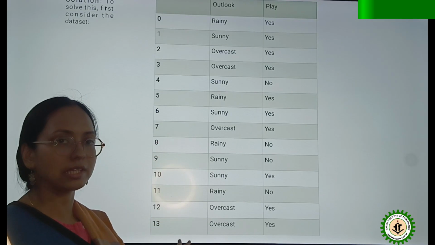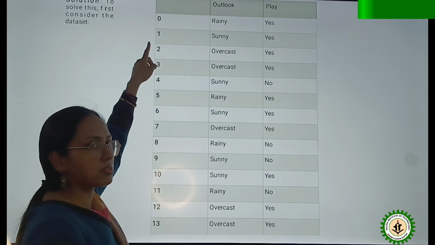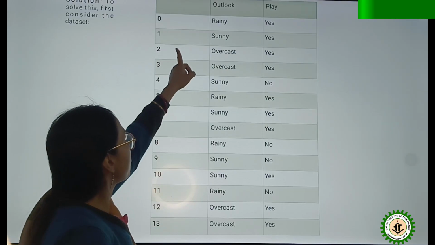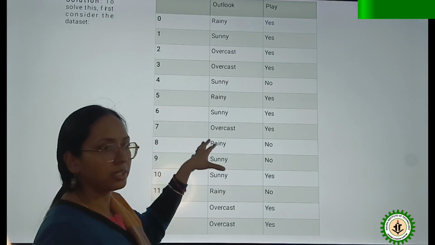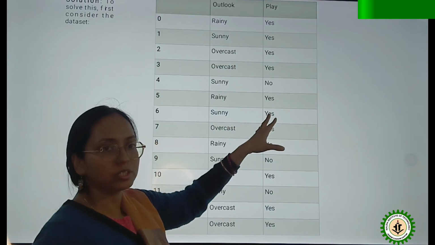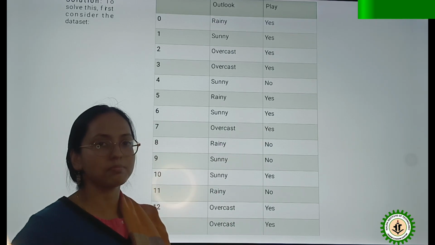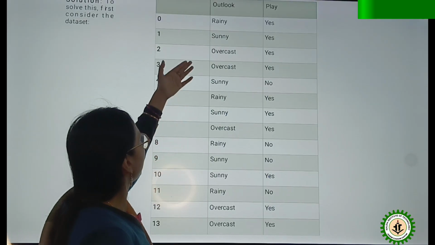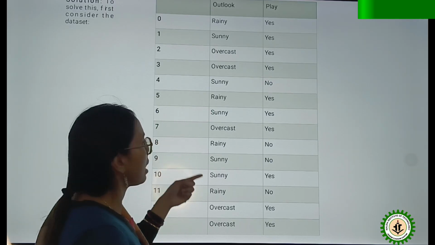First we need to look into the dataset. As you can see, the dataset consists of 14 records, because the serial numbers start from 0 and end at 13, and you have two columns, outlook and play. Outlook is nothing but the weather condition, so this is a feature, and play is the outcome or target variable, which has the value either yes or no. So this is a binary classification problem. And you can also observe clearly here that there are only three distinct values in the outlook column, which are rainy, sunny and overcast.